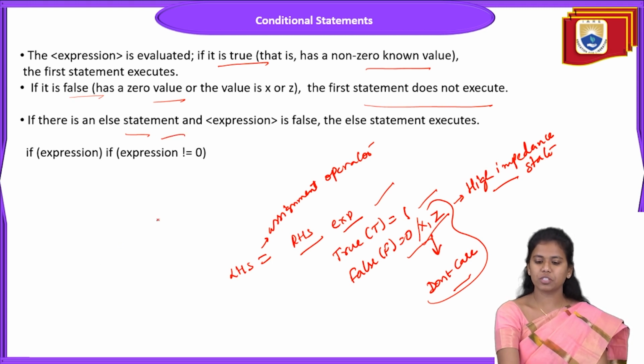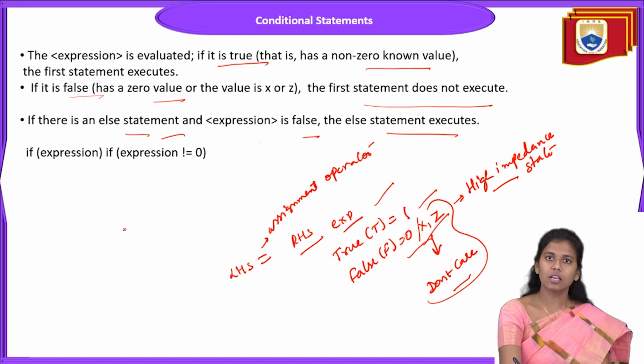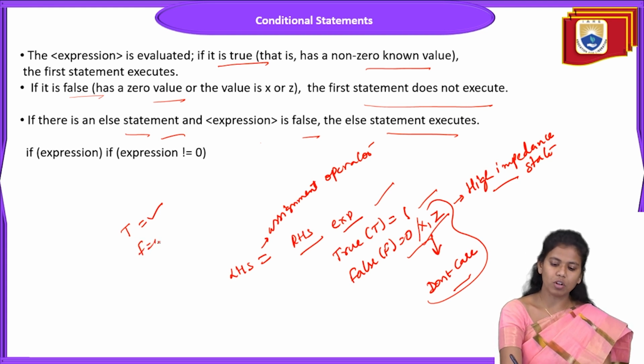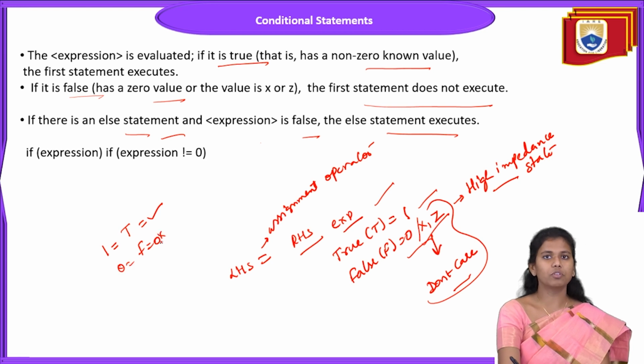So in the else expression, if the expression is false, then the else statement executes. That means what? Here my condition, when it is true, will execute. If my condition is false, that means if it is 1, then it will execute, and if it is 0, then it will not execute.